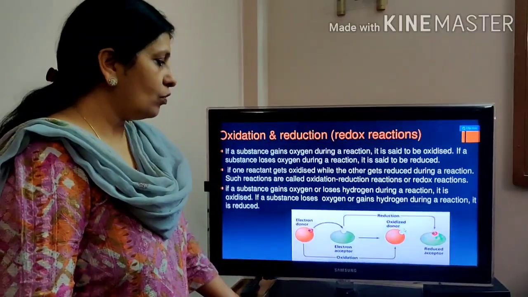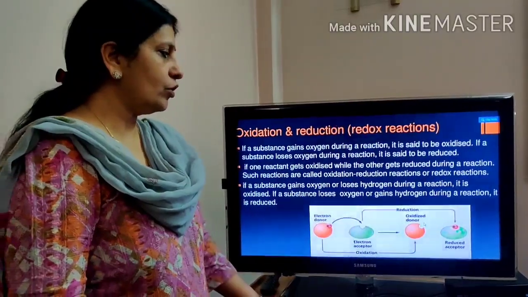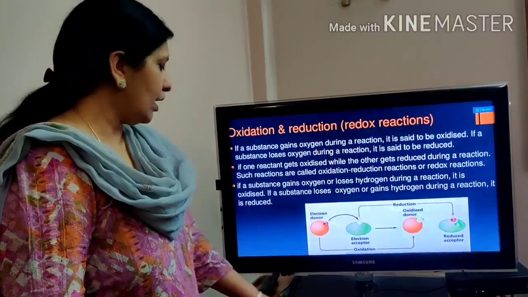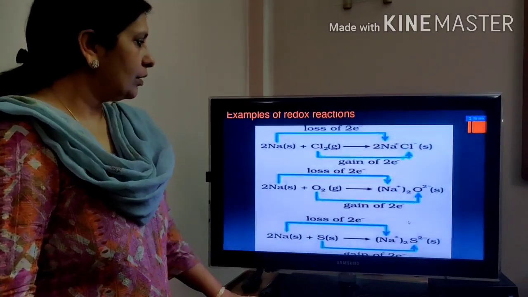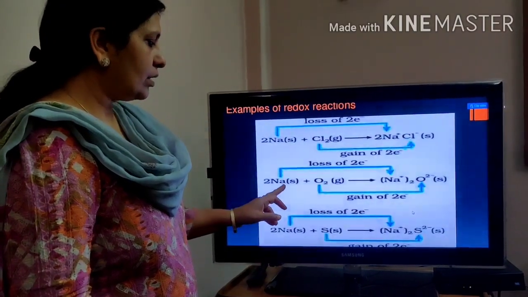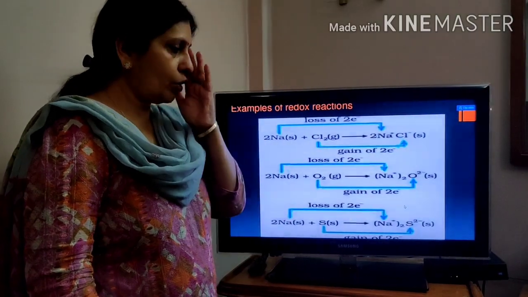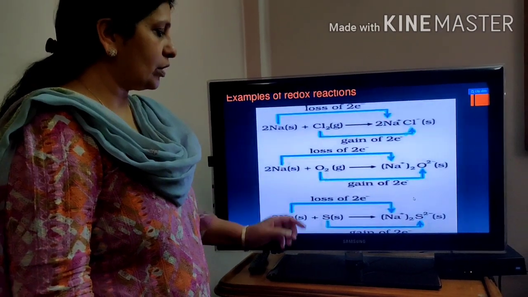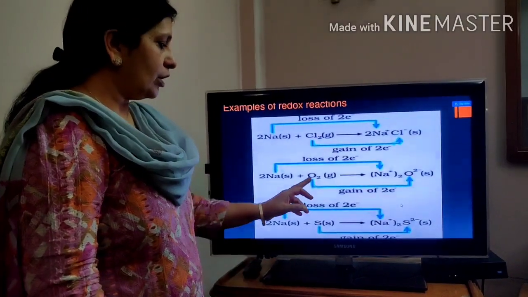If a substance gains oxygen or loses hydrogen during a reaction, it is oxidized. If a substance loses oxygen and gains hydrogen during a reaction, it is said to be reduced. We now take up examples of redox reactions. In this reaction, we see that sodium is combining with oxygen to give us sodium oxide. Now sodium is gaining oxygen because it is combining with oxygen. So sodium is said to be oxidized and oxygen is reduced.